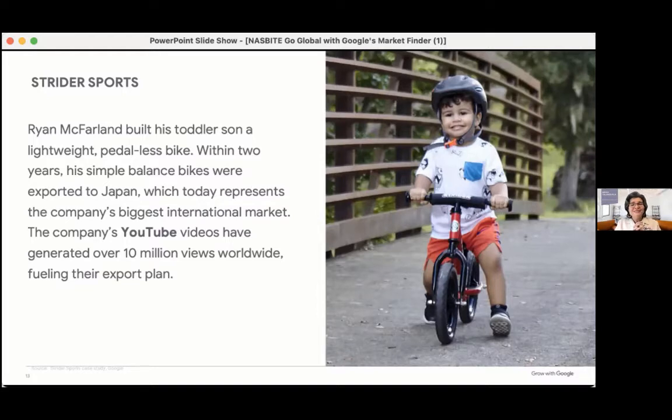Ryan says, the beauty of the internet is that even from the most remote locations, you can still be connected to the whole world. The image on the right shows a toddler happily riding a Strider Sports pedalless bike. My dream bike when I was little.